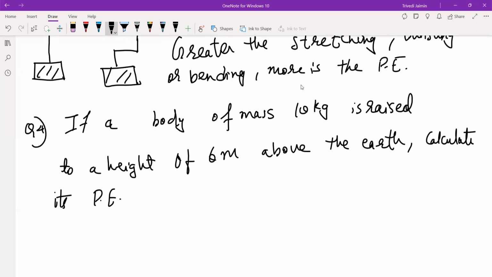Sir, what should we take the value of g? g, you can take 9.8. Okay, sir. So is it 588? It's 588? Yeah, 9.8 into 6 into 10. Yes, what about this?